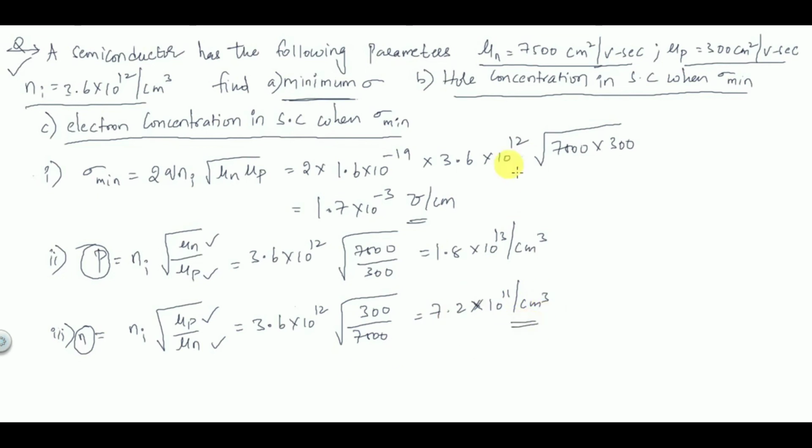So this is how we can find the minimum conductivity, then the hole concentration under minimum conductivity condition, and the electron concentration under minimum conductivity condition. Remember, these three formulas are very important.